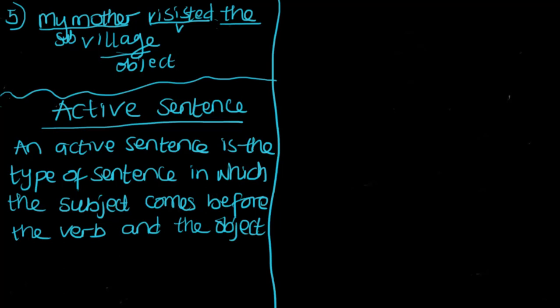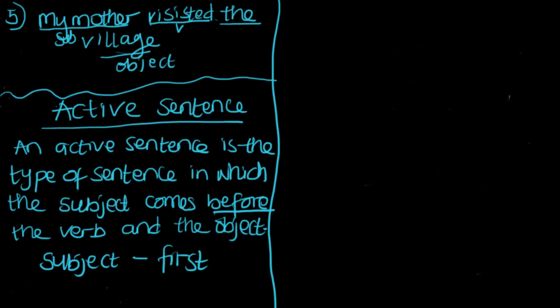An active sentence is the type of sentence in which the subject comes before the verb and the object. That means an active sentence is the sentence in which the subject comes first before the verb and the object. So all the sentences we've been having in this video are all active sentences. Why? Because they have their subject first before the verb. So an active sentence is basically a sentence in which the subject comes first before the verb and the object, like the examples we've been having.